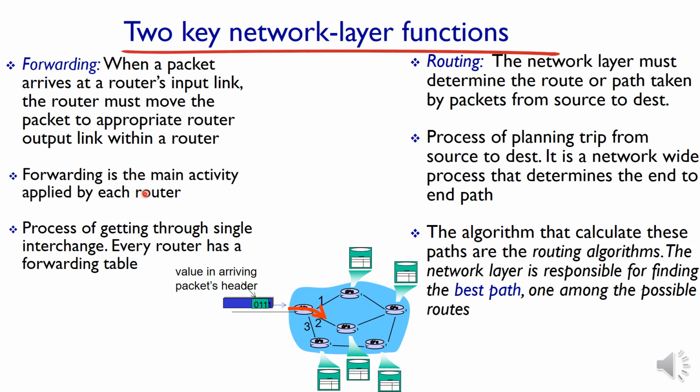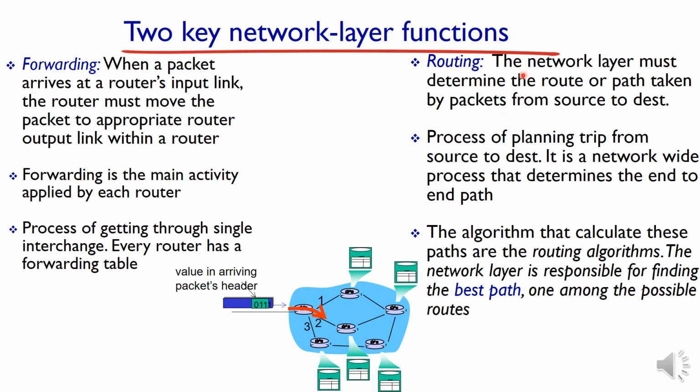The process of getting through a single interchange, that is, from one input to any one of the outputs, is called forwarding. Every router has a forwarding table for performing this activity. This table is known as the forwarding table. Based on the value in the packet's header, the router decides to which link the packet has to be forwarded. For this, the data is stored in the forwarding table.